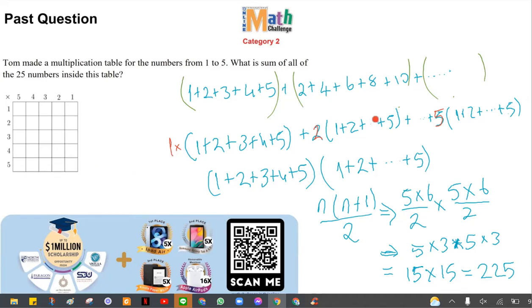So if you check carefully, we can just write this in this way: 1 times the sum of numbers 1 to 5. In the second one, these are even numbers, so 2 is common. If you factor out 2, you will get this expression. Same thing we can apply for the others. And the last one, 5 is a common factor, so you can factor out 5 and you will end up with this same bracket.